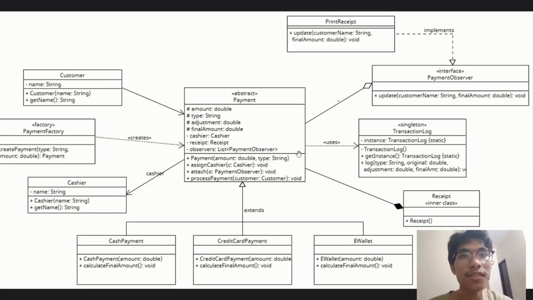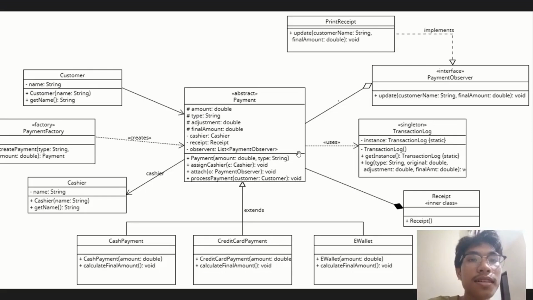Next are the CashPayment, CreditCardPayment, and EWallet. The relationship here is inheritance and polymorphism. These three classes extend Payment and each overrides calculate final amount with different rules. The cash payment gets a 5% discount, credit card adds a 3% fee, and e-wallet adds a flat 20 pesos fee. This shows polymorphism, where the same method produces different results depending on which payment type is used.